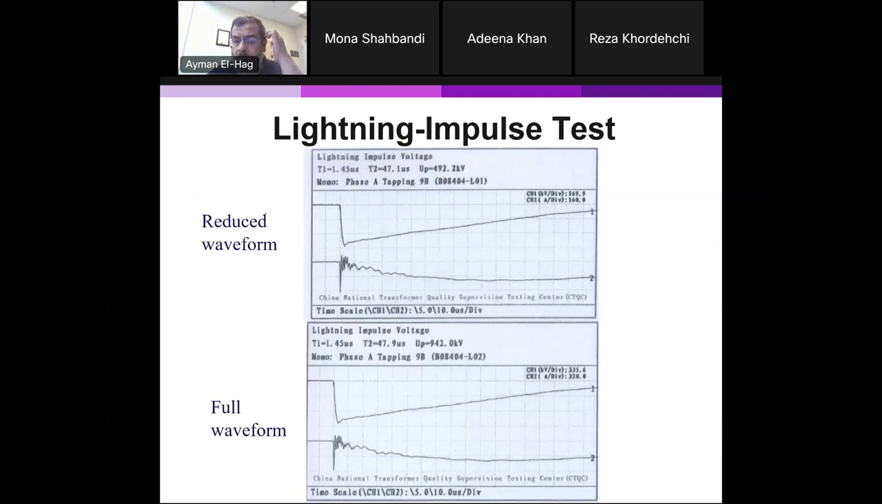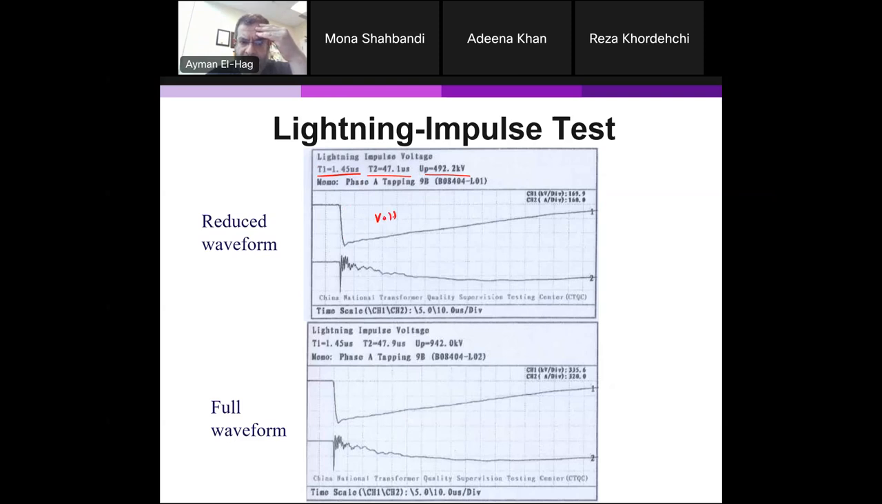Now, these are two waveforms. This is the reduced waveform. Let's try to understand it. This is, again, coming from a manufacturer. T1 is the front time, 1.45 microseconds. As I said before, there is some tolerance, around 30% for the front time. Why? Because it's impossible to have it exactly every time at 1.2 microseconds, so you give some room. That is the rise time, and this is the fall time. It's 47 microseconds, and the peak value is 492.2 kilovolts.